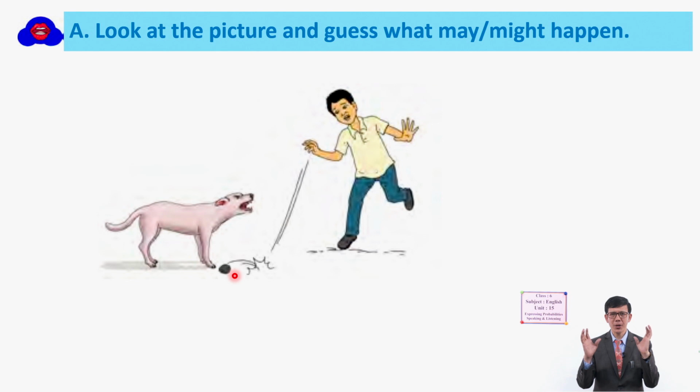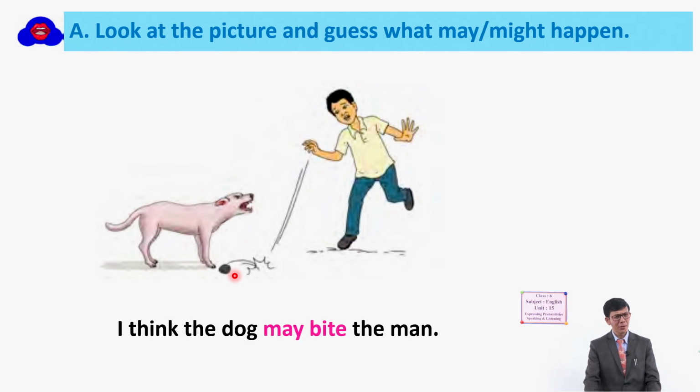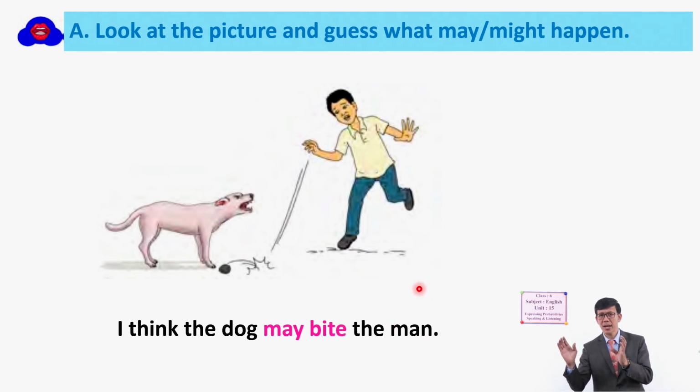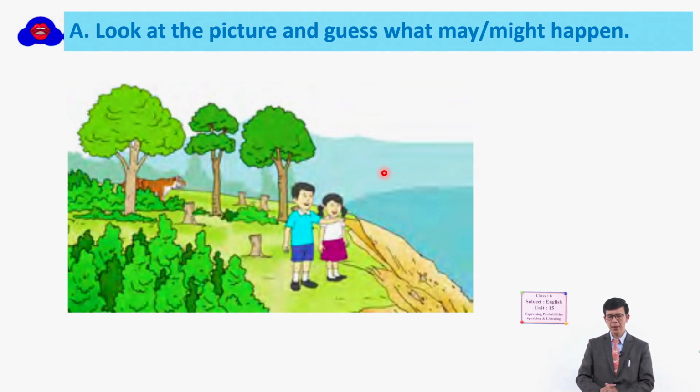Have you made your guess? Very good. So what can you say? Right. You might say, I think the dog may bite the man, right? Or the boy, you can say. I think the dog may bite the man, right? That is a kind of possibility. That is what you can guess looking at this picture. If so, now look at another picture, all right?